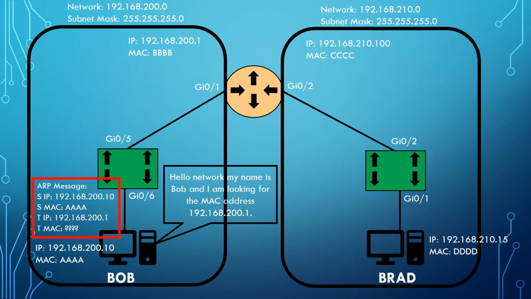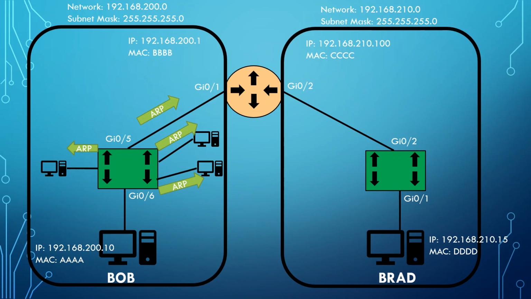Bob is going to build what's known as an ARP request message. It's going to list the sender IP as obviously his IP address, sender MAC as his MAC address. He's going to list the target IP as the IP address of the default router, and he's going to list the target MAC address as unknown. Essentially what this says is that I know the IP address of the person that I'm looking for, but I don't know what that person's MAC address is. Can you please help me?